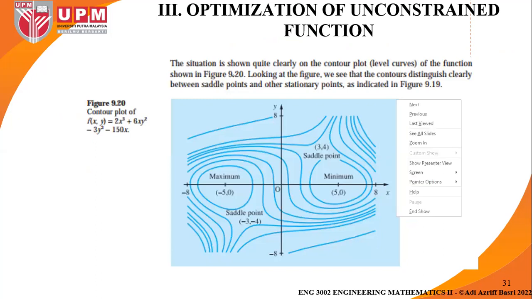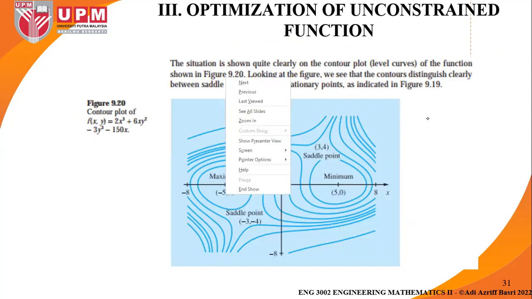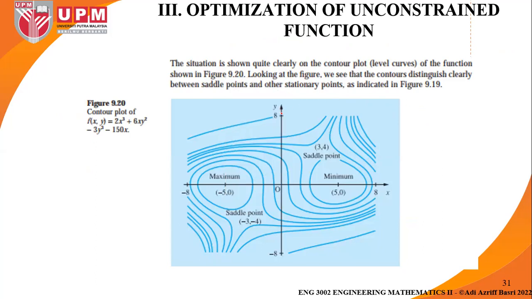So in terms of illustration, the situation is shown in this contour of the function of figure 920, this one of these functions. So we can see that in this 5, 0, it becomes minimum point. This is negative 5, 0 becomes maximum point, and these two points become saddle point here, saddle point. If you remember in your maths 1, maths 2, you have the maximum value, you have minimum value, then you have this value.